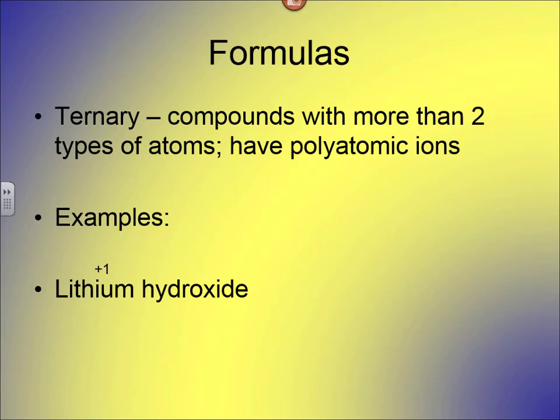Lithium we know is a +1 based on where it is in the periodic table. Hydroxide we just looked up is a -1. Criss-cross and reduce. We need 1 of each. If we need 1 of each, do we need parentheses? No. So the formula is LiOH.